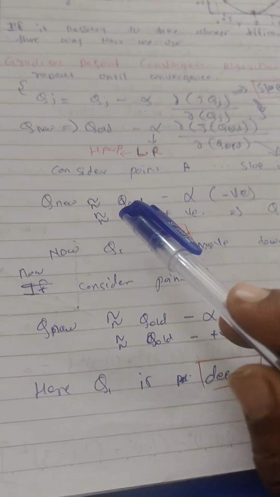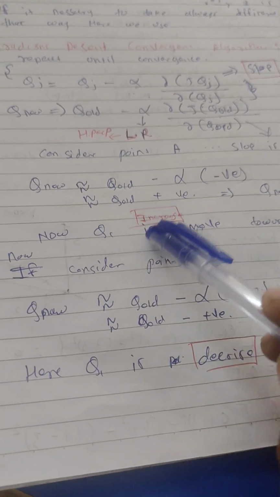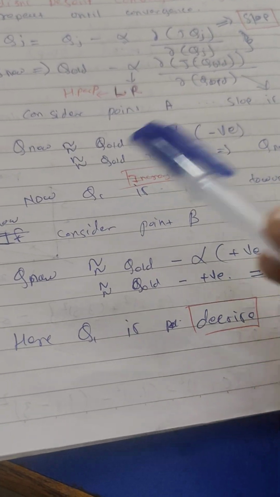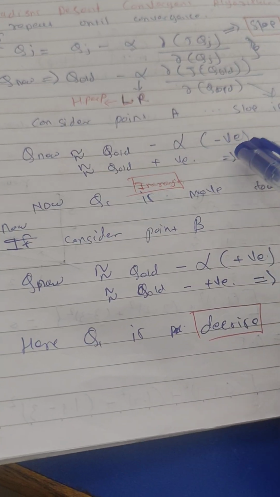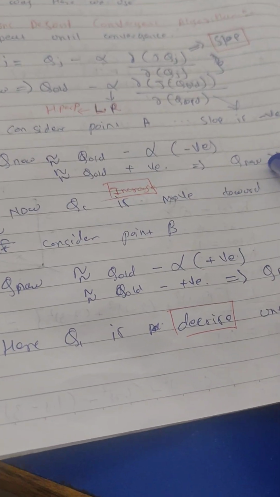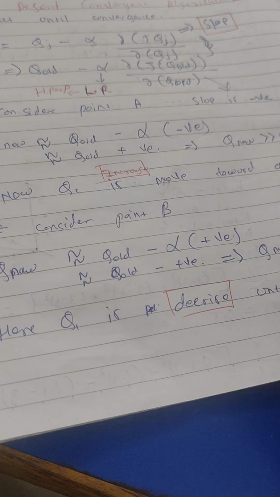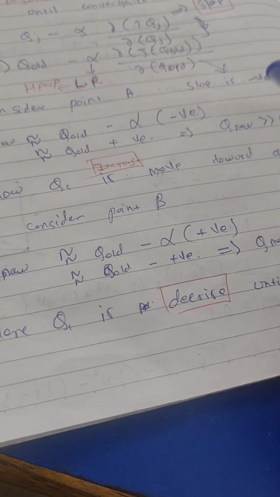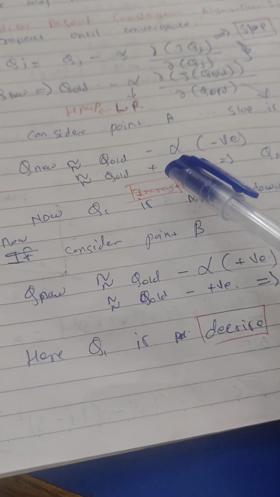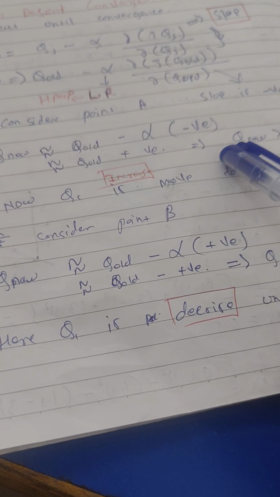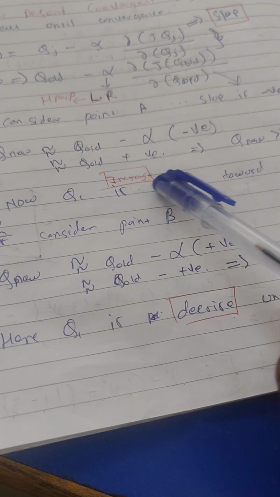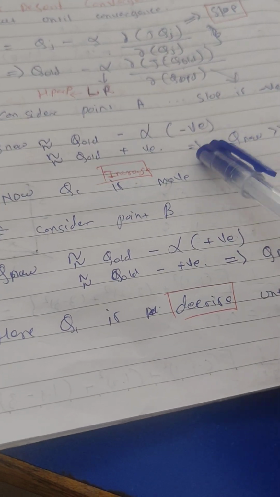So in this formula we replace the value: theta new is approximately theta old minus alpha times some negative value. Next step, theta old minus a negative becomes plus a positive value, so here we have a plus and it is a positive value.